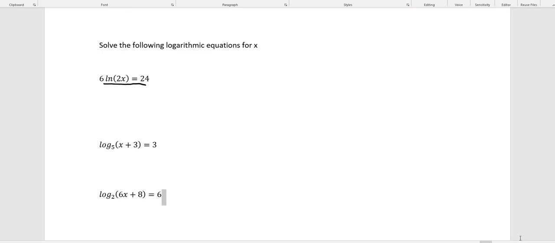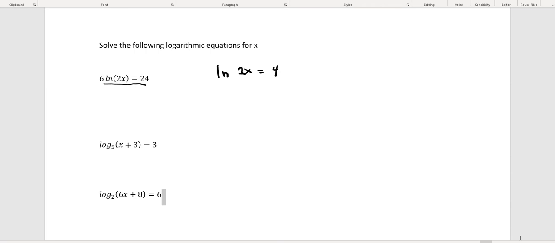One common practice in equations like this is to start by trying to get the logarithm by itself. So if we divide both sides by 6, the new line is going to read natural log of 2x equals 24 divided by 6, 4.